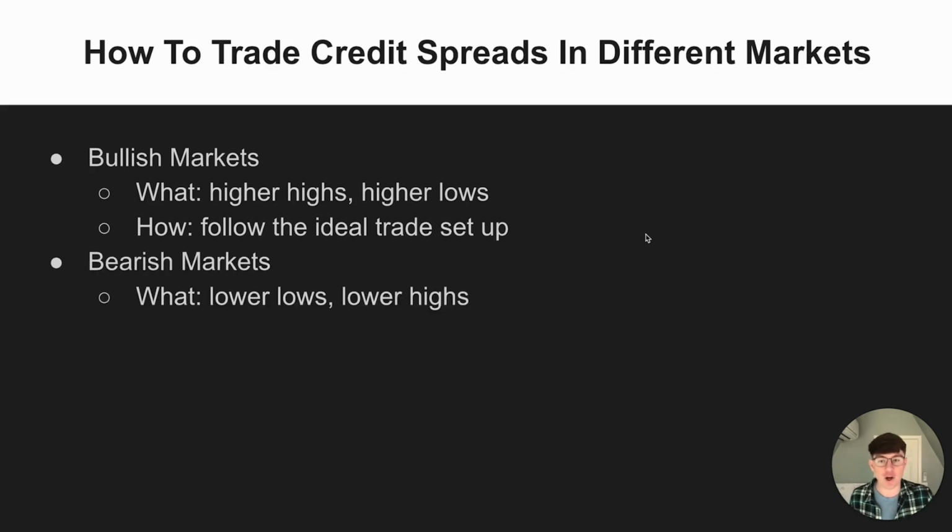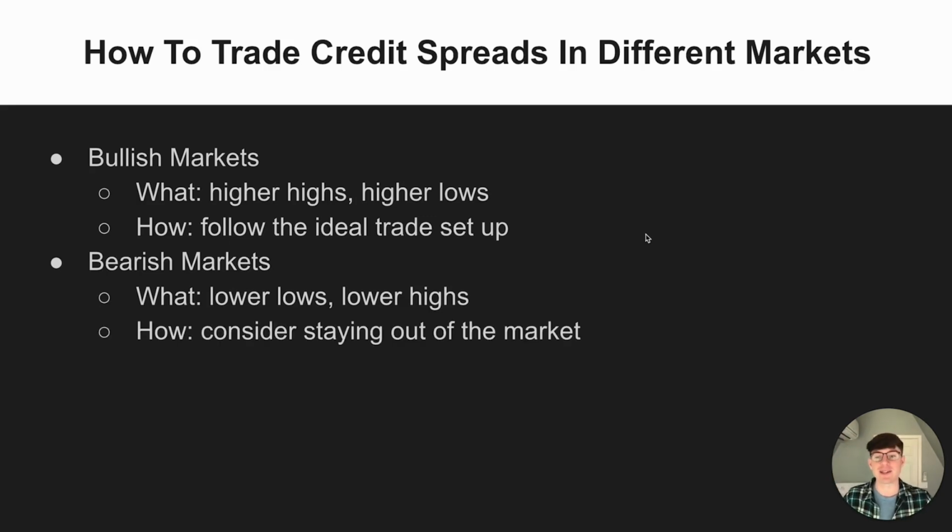Now, if we're in a bearish market, which means lower lows and lower highs, the market continuously going down, that means we should consider just staying out of the market as a whole. Why? Because put credit spreads do not make money when the market is trending down. So there's no reason to get into them at that point unless the market starts reversing, but that's a different story. If the market's just consistently trending down, you want to stay out of it. You can even reverse it and do a call credit spread instead, which will make money to the downside, but that's a different game.